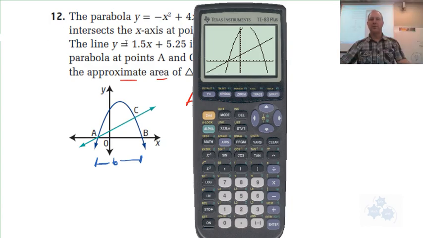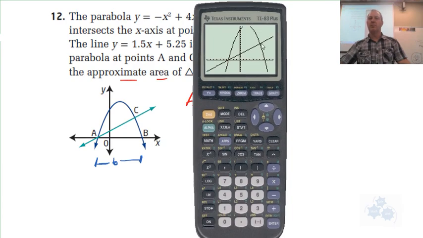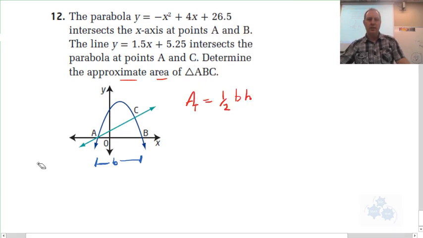All right, for number 12, what you have to do is find these intersection points and the intercepts, and then you can piece those together to find the area of the triangle. So let's do that. Second function, calculate, gives you the intersect, all right? And there's only 2 curves on here, so enter, enter. Let's find this intercept first. That's going to be x equals negative 3.53. So let's write that down. Negative 3.53. That's going to be this x value here.